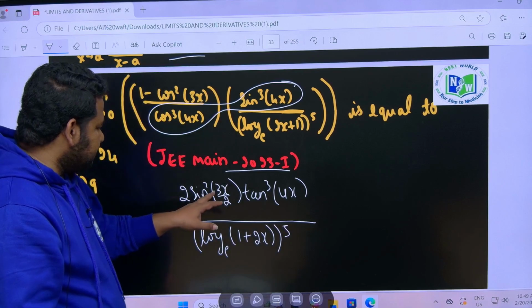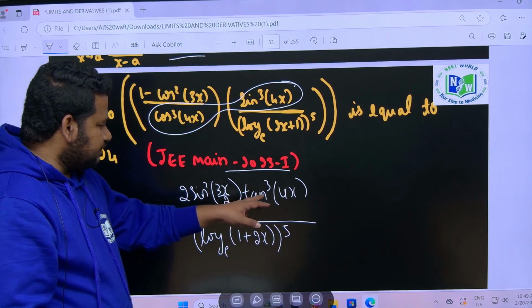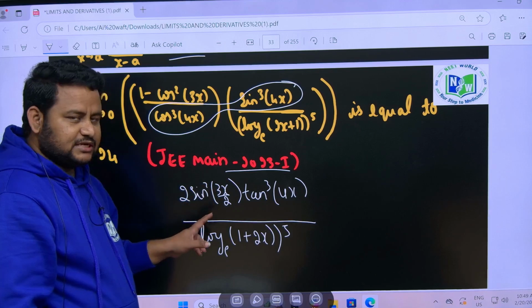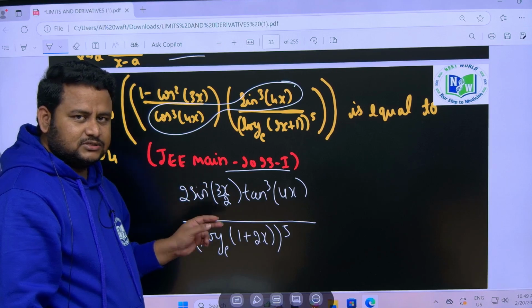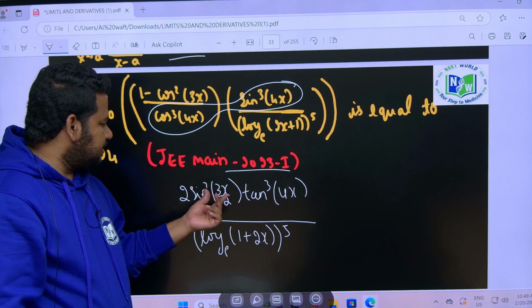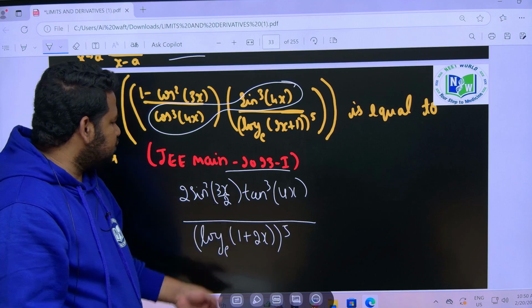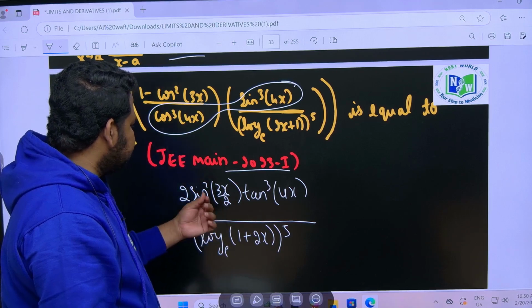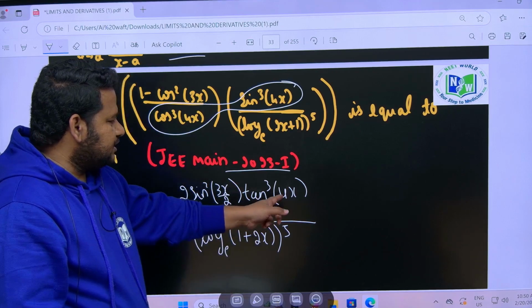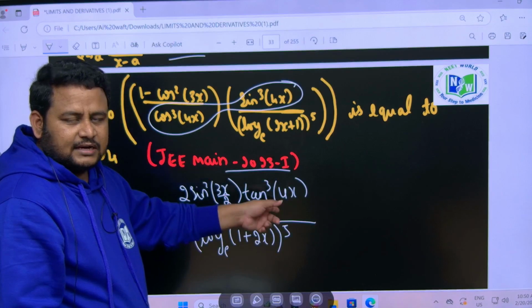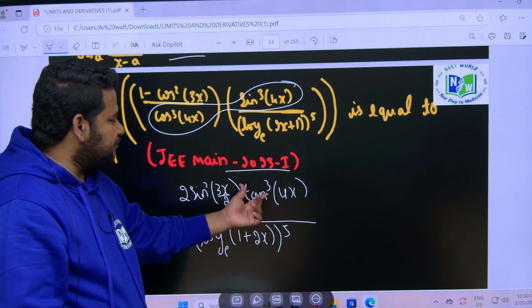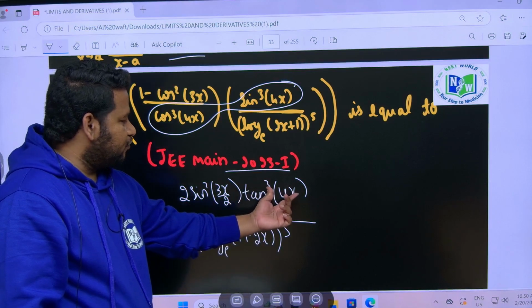Now we have here sin square, and here we have tan cube. Sin square x by x square, I know that the limit will be equal to 1. But here we have 3x by 2, so I should divide by 3x by 2. Here we know that the limit of tan x by x is equal to 1. But here we have tan cube and 4x.